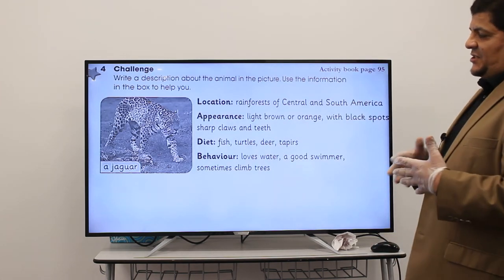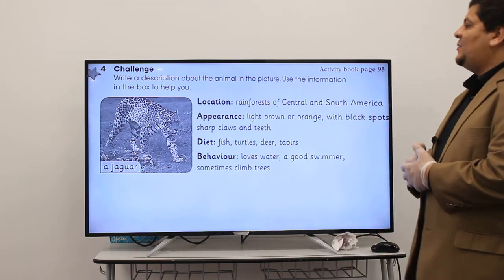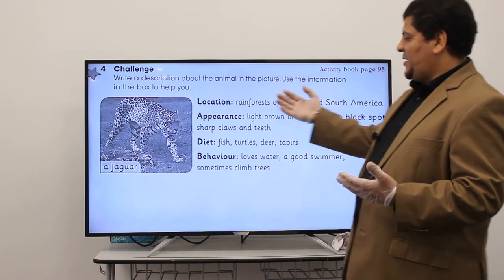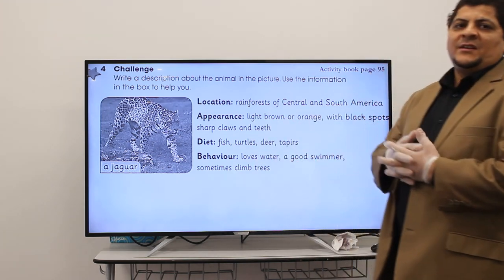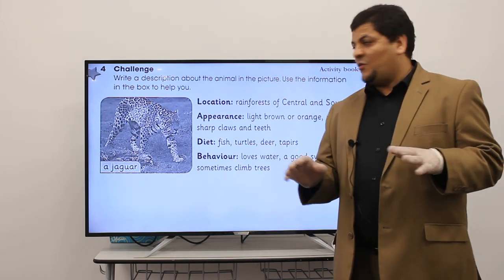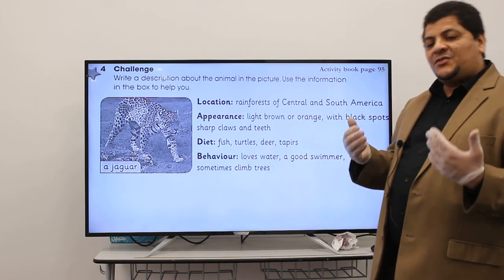Also, there is a little challenge. Here we use the jaguar. You can write a description of it. You are going to write about the location, its appearance, the diet, and the behavior. I'm just going to give you one homework concerning this: find any animal and write about it.